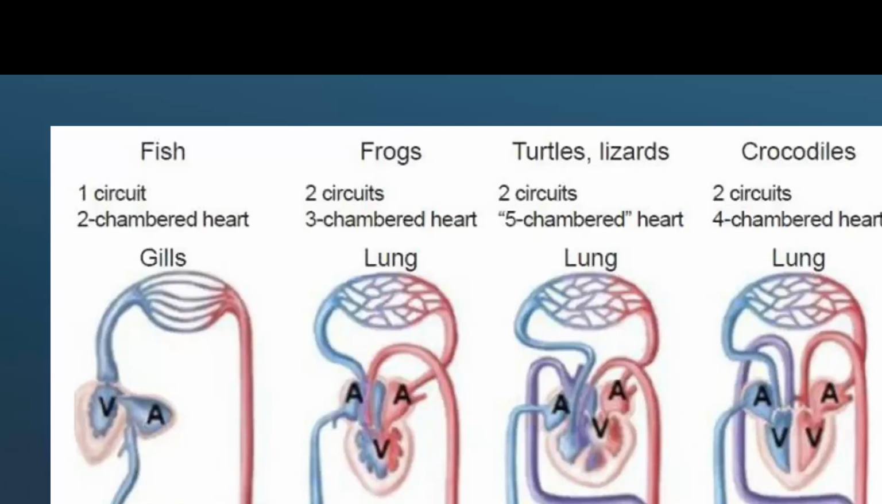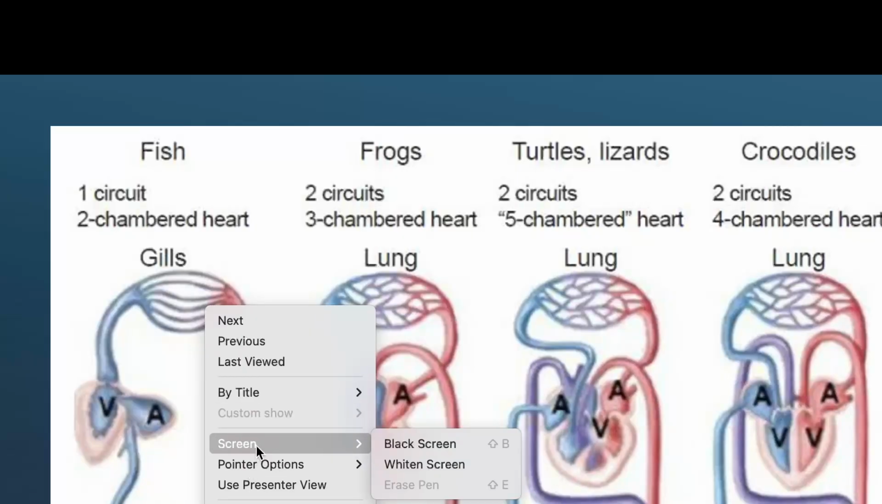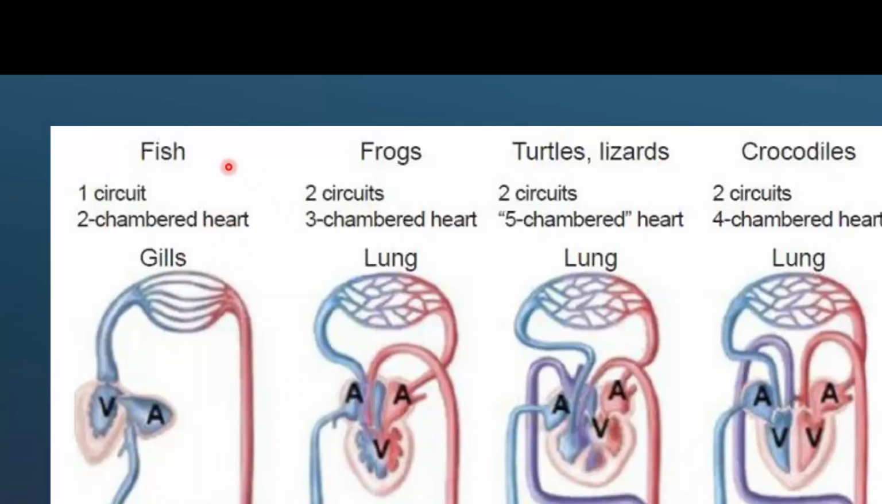So here is a whole picture that I'm showing on the slide of all the different organisms, depending on the evolutionary time and evolutionary origin and the chambers, how the heart has evolved, right? First, we have the lowest organism in the evolutionary time scale, the fishes. Fishes have one circuit, two chambered heart. It has a ventricle and an atrium. It is just one circuit from gills to the body.